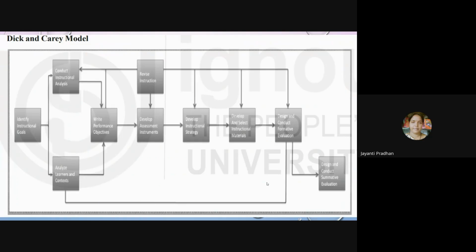To know to what extent the objective has been achieved, we must develop the assessment instrument. After that, we will develop the instructional strategy, the technique to use. Then for that strategy, what kind of materials are required, we must develop that. Then during the process, the formative evaluation, I am clarifying here.